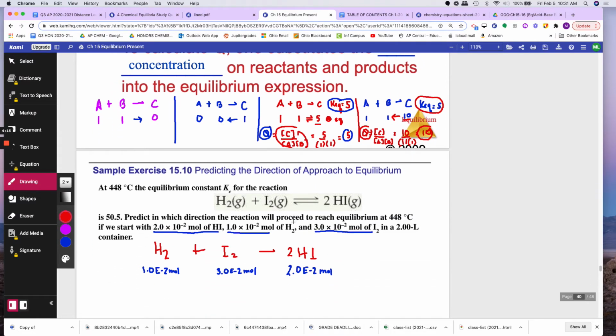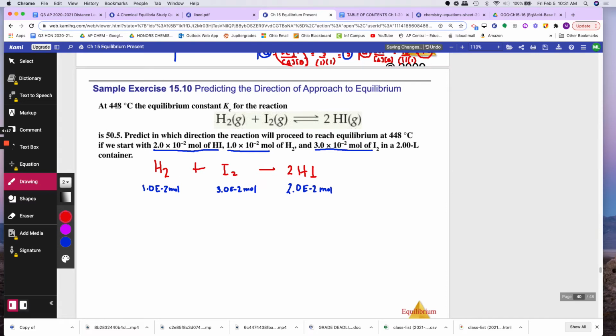Okay, so let's do a problem. It says at 448 degrees Celsius, the equilibrium constant Kc for this reaction is 50.5. So I'm going to write that here. K equilibrium is equal to 50.5. And from this number, I can tell that since this is a ratio of products over reactants, I can put a 1 right there just to compare. It looks like when the reaction reaches equilibrium, the reaction is all done, you will have more products than you have reactants. That's what that number means to me.